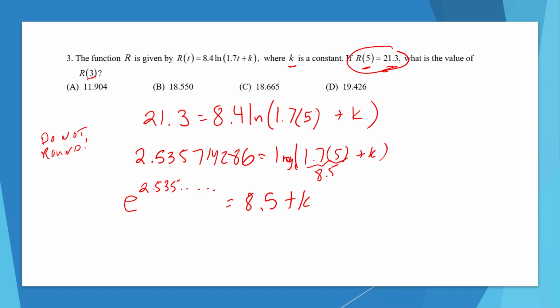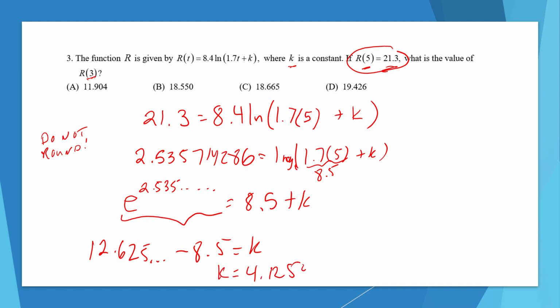Once we have that, I'm going to subtract 8.5, but I'm going to first evaluate this as a decimal. So e to the power of that should be 12.625 dot dot dot, minus 8.5 will equal k. So I'm going to subtract 8.5 from that. Again, I'm using the exact values in my calculator. I'm just doing it step after step after step. That's what you should be doing too, whether it's on your calculator or on Desmos. Here you should get k equals 4.125445807, giving all the decimal places that I see on my calculator.